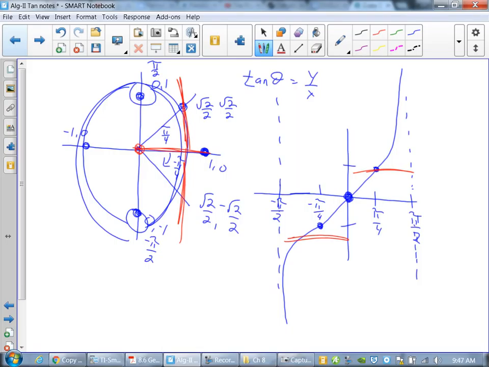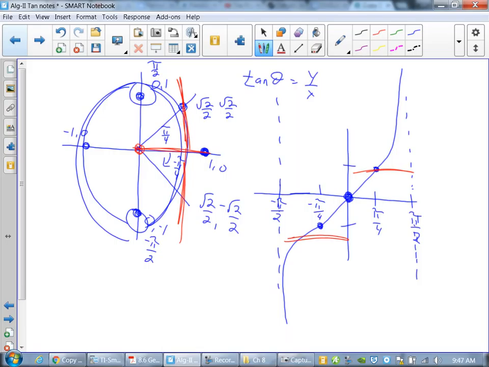So does it always change directions at 0? It crosses through there, yes. Yep, that's where it crosses through. You're always going to have these 3 points and 2 asymptotes, as opposed to sine and cosine, where you had 5 points.